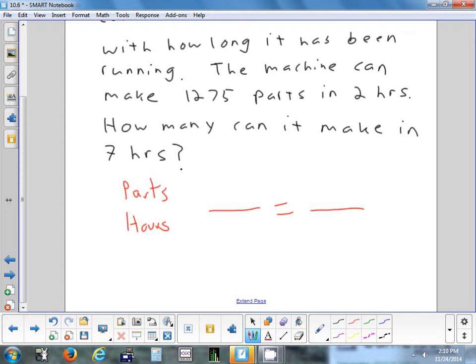All right, so we got parts. What's gonna go here, Ben? What's gonna go here for parts? 1275, right? Underneath 1275, gonna be what, Laura? 2. Justin, my parts on the other side, it's gonna be what? Good man. Over what? 7.